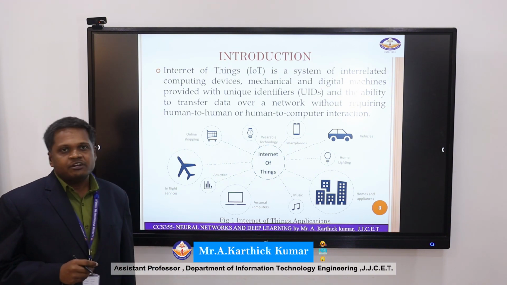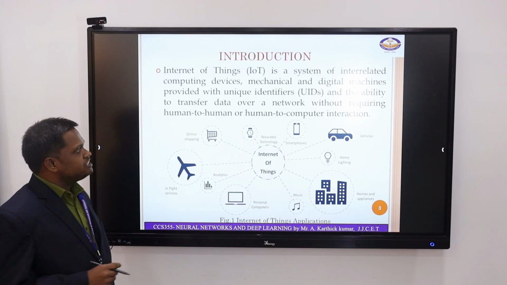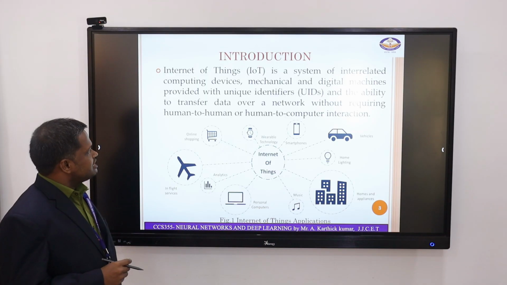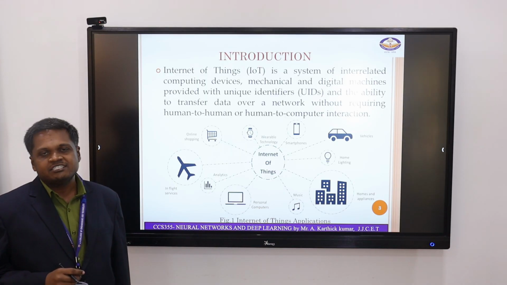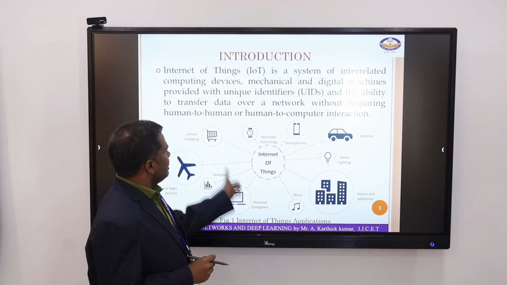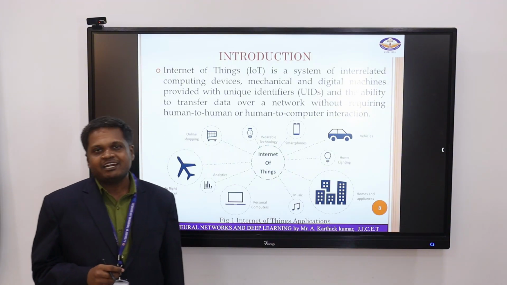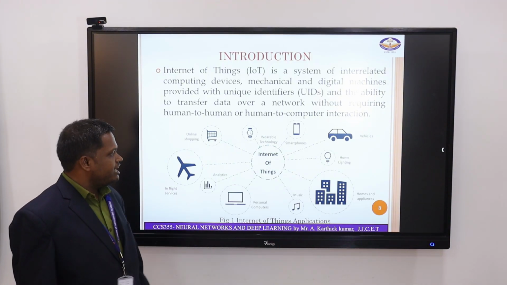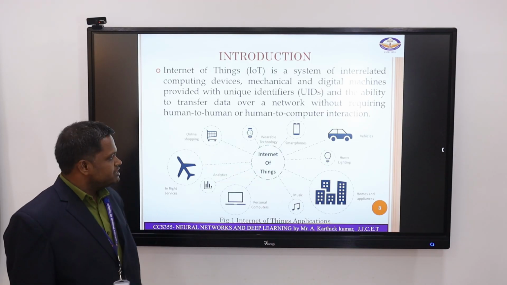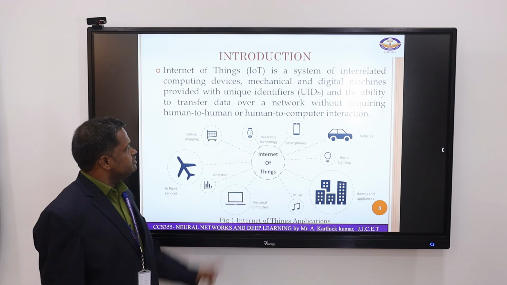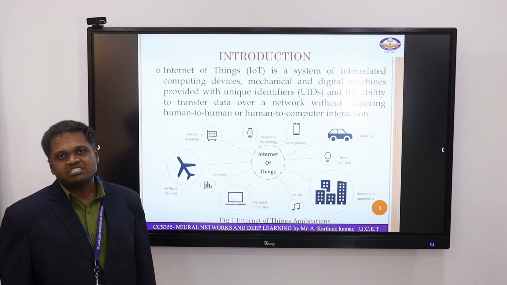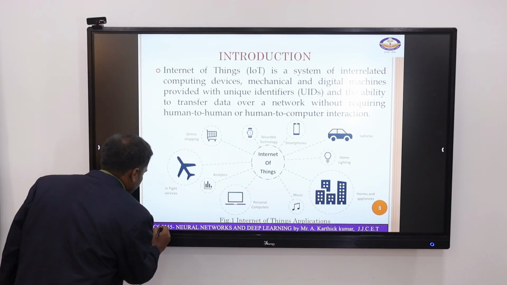As an introduction, the Internet of Things is defined as interrelated things and mechanical devices, and digital machines provided with unique identifiers. Information is exchanged from one device to another without requiring human-to-human or human-to-computer interaction. As we see in our diagram, the Internet of Things connects various devices, and they exchange information through the internet. So that is the definition of IoT, the Internet of Things.